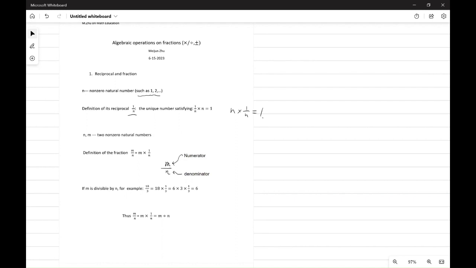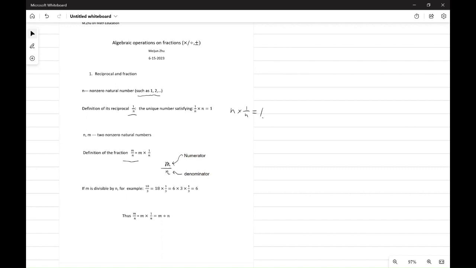Once we introduce the reciprocal number, we now introduce a fraction. Now suppose n and m, both of them, are non-zero natural numbers. We define this fraction m over n essentially as m copies of 1 over n. Here we write m on the top, called the numerator. N at the bottom will be called the denominator.